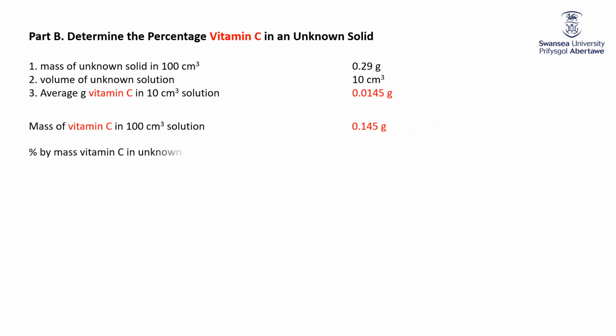To get the percent vitamin C in the unknown solid, then 0.145 grams of the vitamin C that I have determined via titration, divide that by the whole amount, 0.29 grams that I measured out, multiply it by 100, and my final answer, 50.0%. And believe it or not, I actually did these titrations to get these data. Like I said, a really, really nice one.